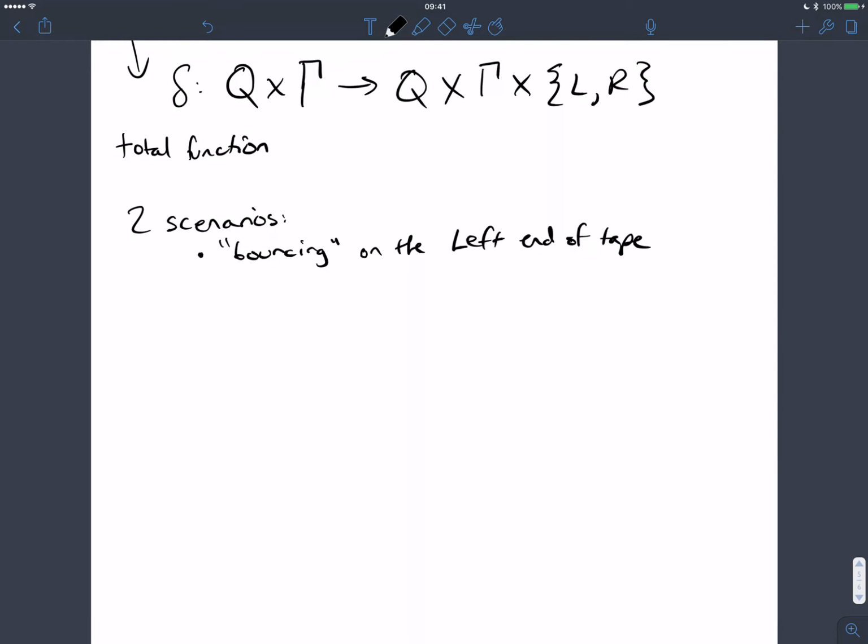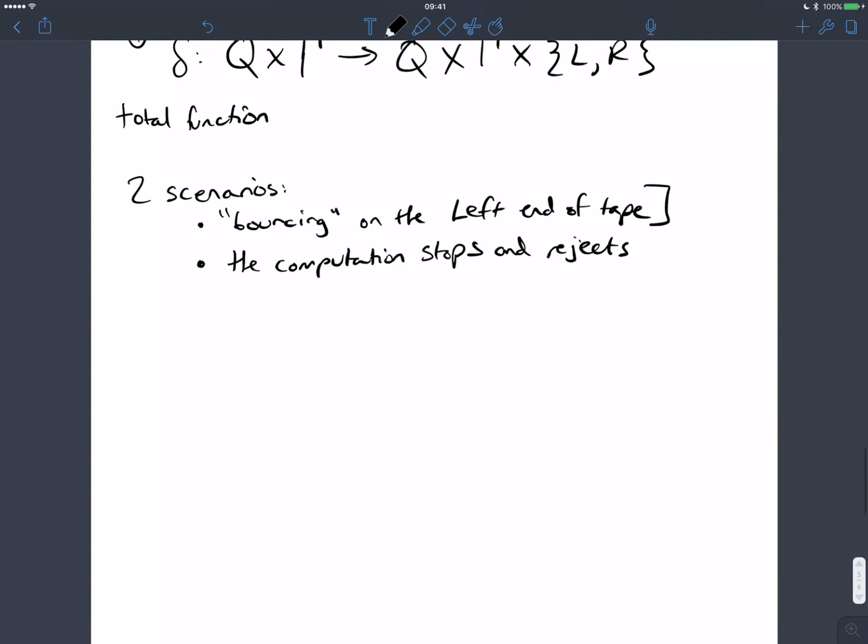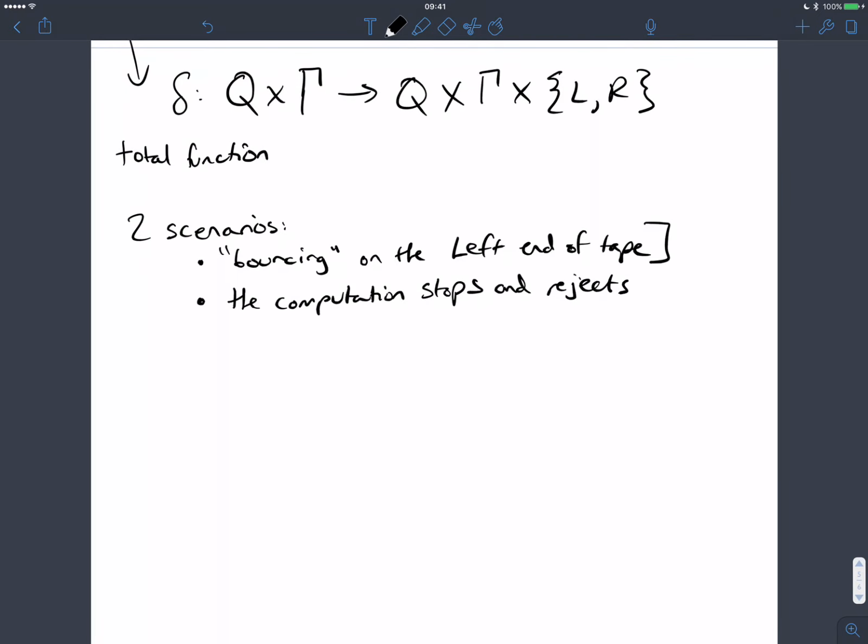So the idea here is that, I think this is the way Sipser does it, you're in the leftmost cell of the tape, you say left, you're just going to hit the left-hand end of the tape and end right where you started from, in that same cell. Another way of looking at this is that the computation stops and rejects. Because it's sort of analogous to how the PDA, if it has an empty stack and you try to pop off the empty stack, well, the computation just terminates. Same thing here. So we're not going to really make a distinction between these two, but I believe Sipser does the bouncing one.